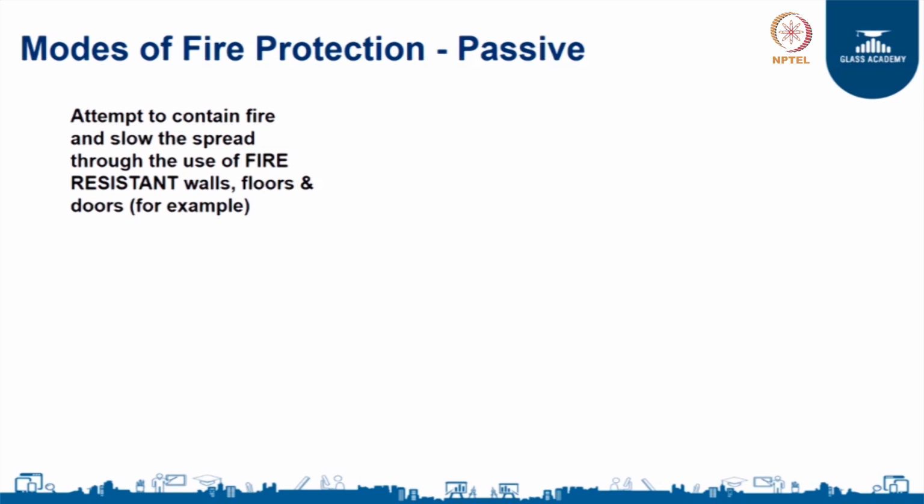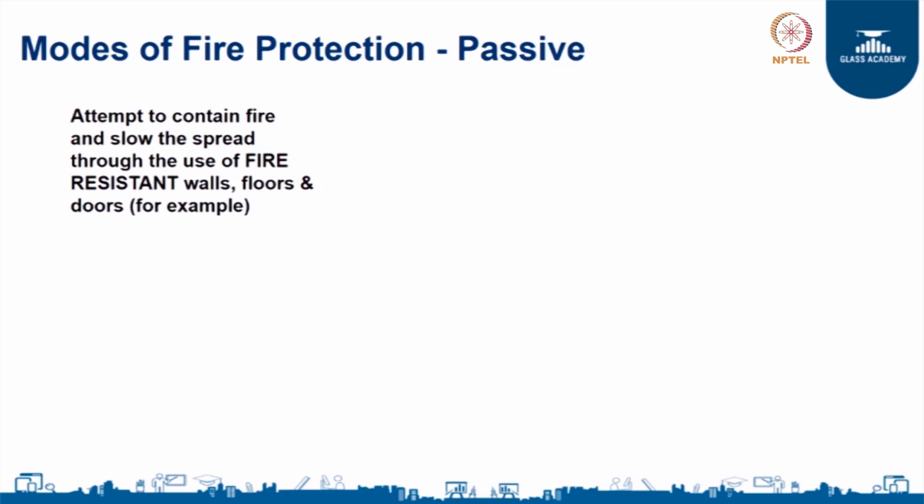So, the other type of fire protection is called the passive protection system. Passive protection system involves attempts to contain and slow the spread of fire using fire resistant walls, floors and doors. Let me explain this to you with an example of an ICU in a hospital. Now, we know that an ICU in a hospital is a place where patients are kept under strict watch. It is very difficult to move a patient from the ICU of a hospital outside in case there was a fire hazard in the hospital. So, it is very important to protect the hospital premises from fire spread.